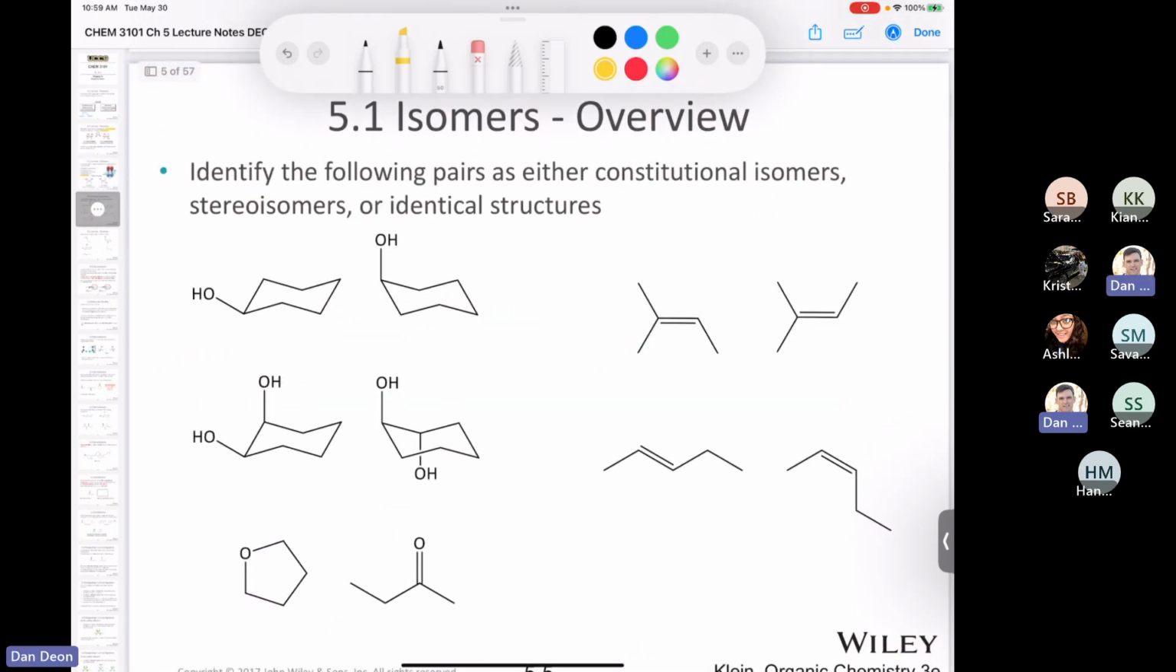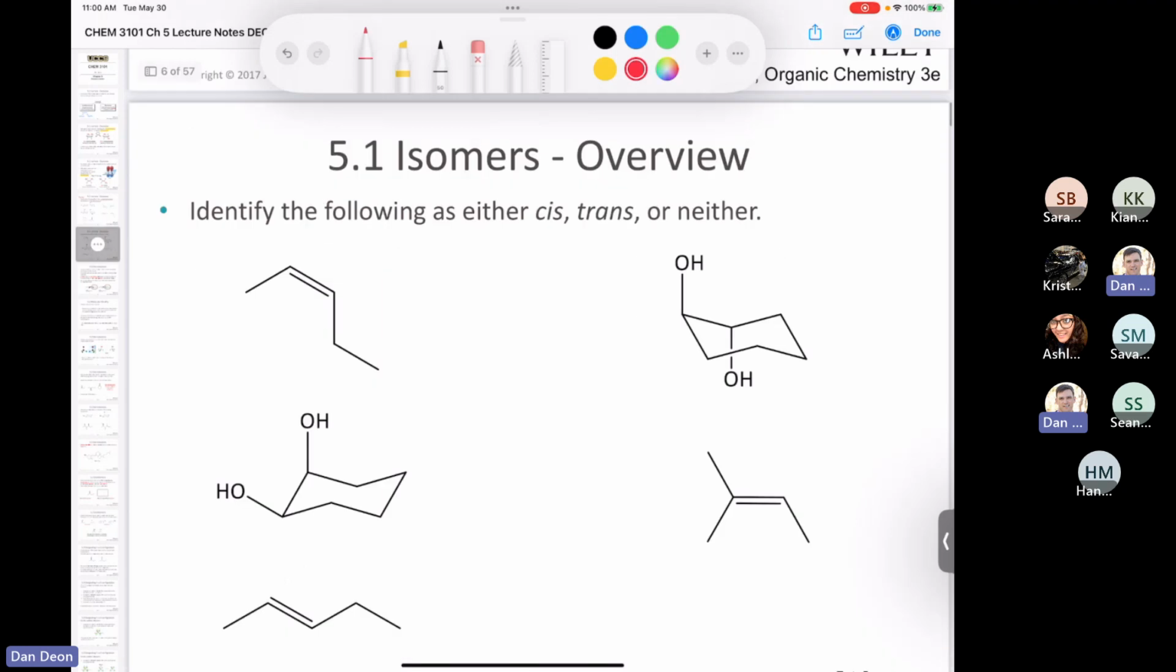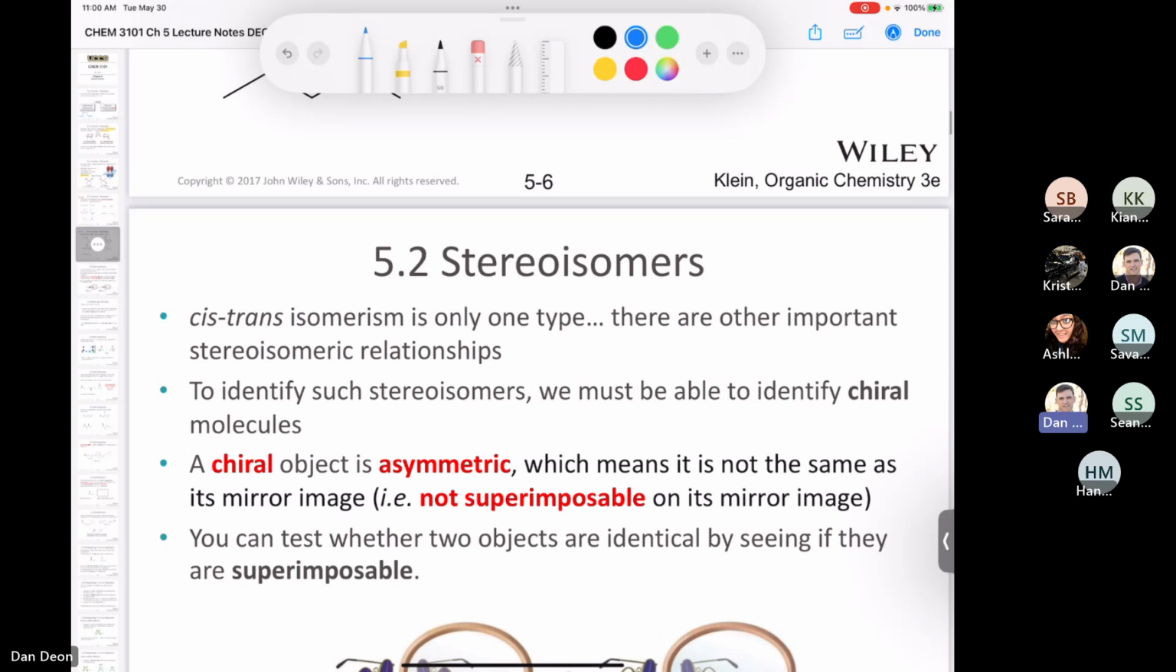So what we're going to do is come back on Thursday and cover this problem. We're going to go over these 5 pairs of compounds and determine whether they're constitutional isomers, stereoisomers, or if they're just the same compound. All right, we'll take a look at that on Thursday. The same thing with this question here. It's identifying compounds as cis, trans, or neither. We're going to take a look at this on Thursday.